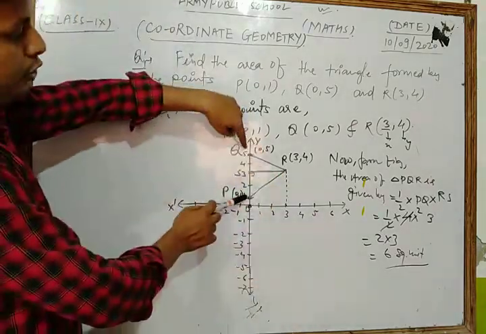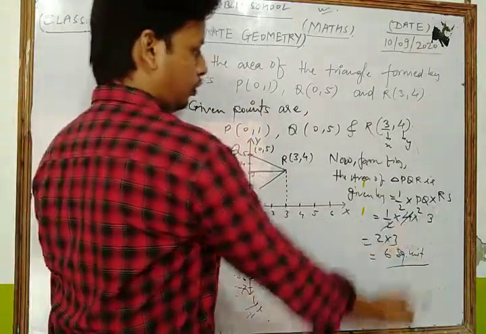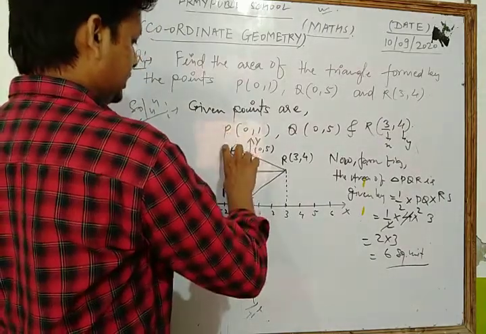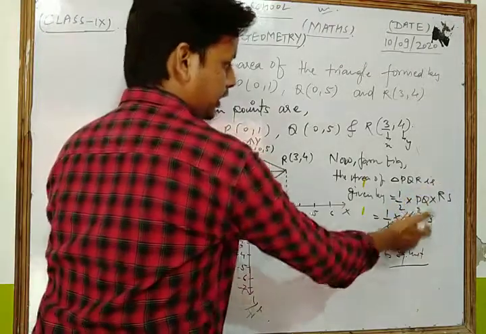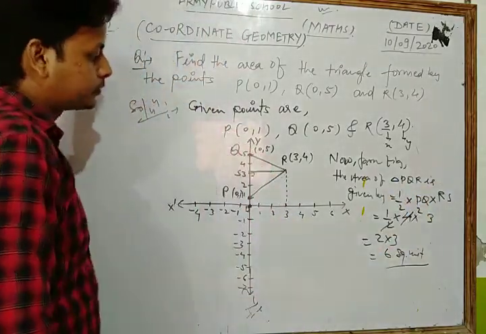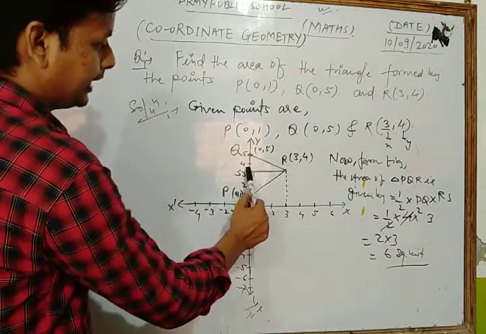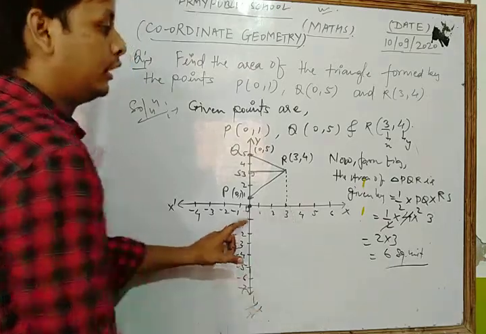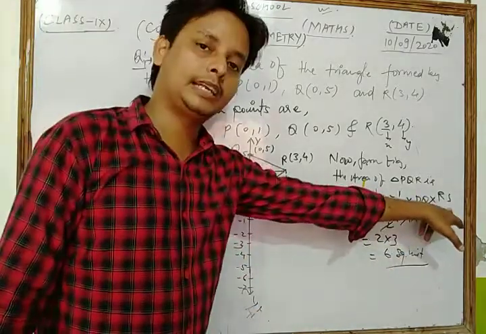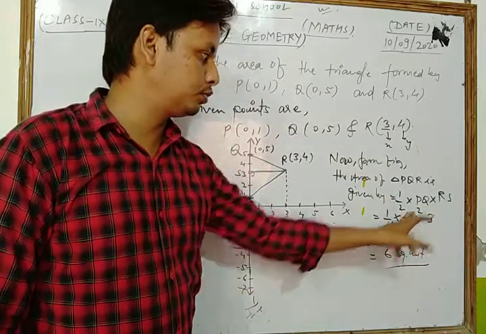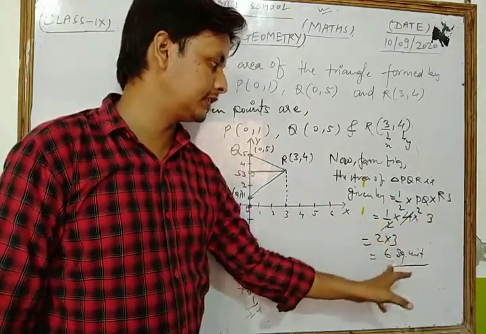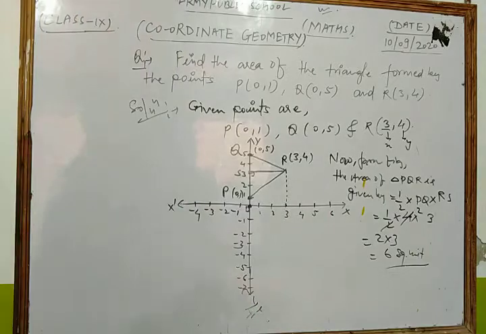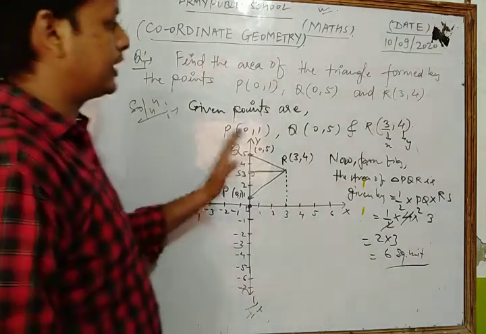So dear student, the base PQ is 4, because the distance is equal to 4. And the perpendicular height RS: that distance is 1 unit, 2 unit, 3 unit. So we put PQ as 4 and the perpendicular height RS as 3. After multiplying 1 upon 2 into 4 and into 3, we get 6 square unit, because your area is always in square unit. In this way we can solve this type of question.